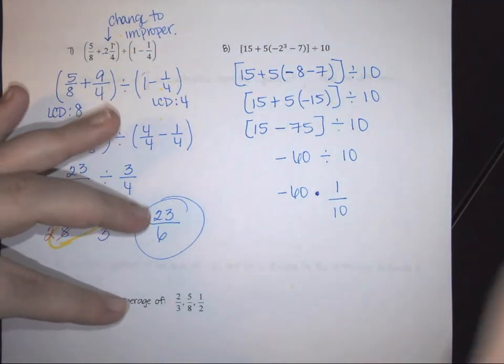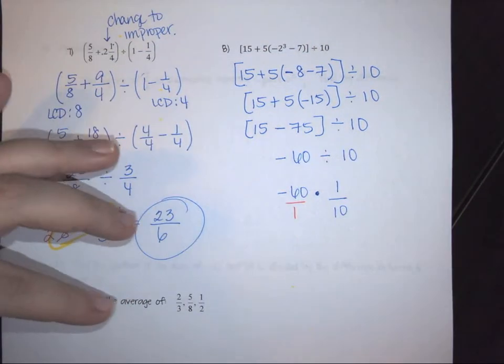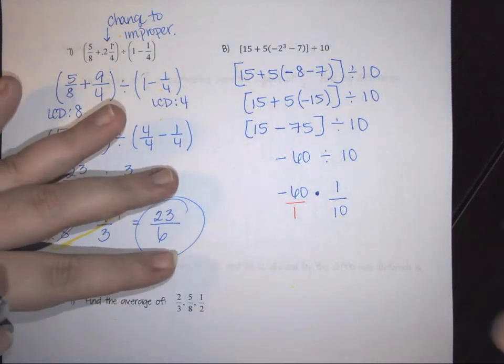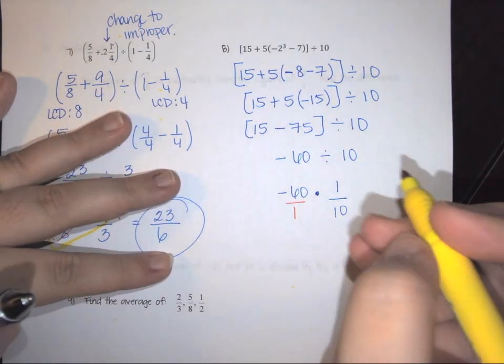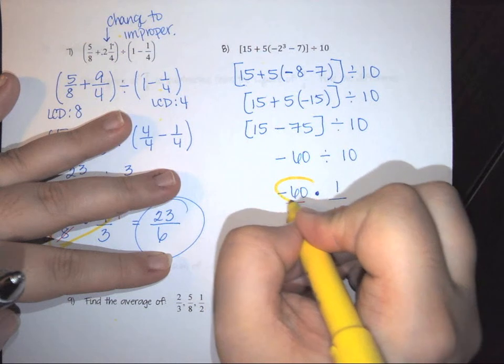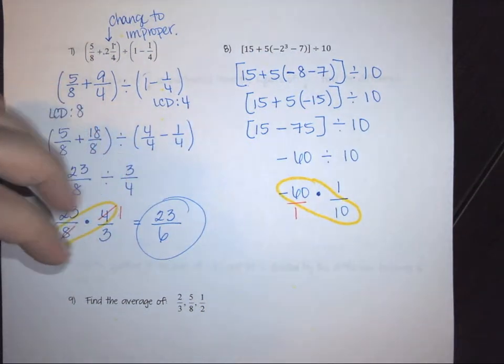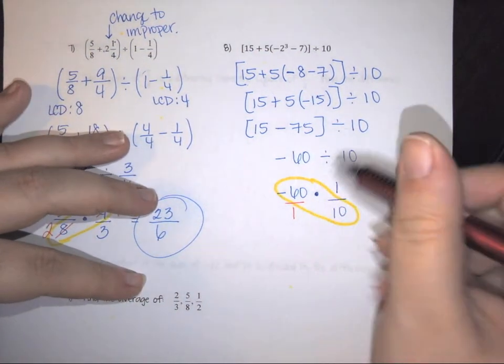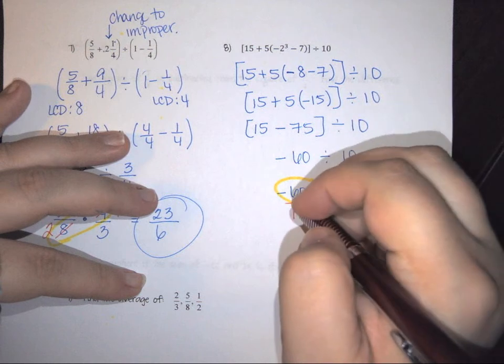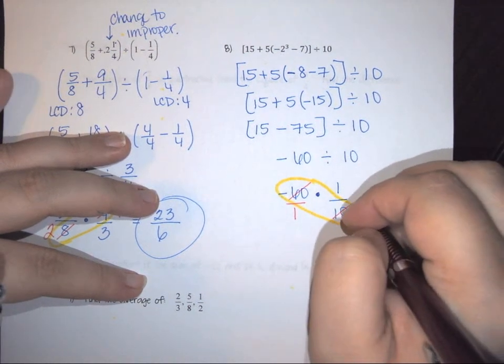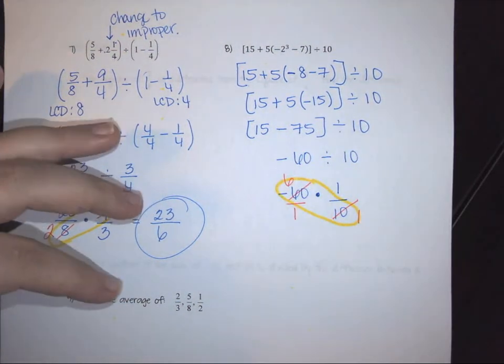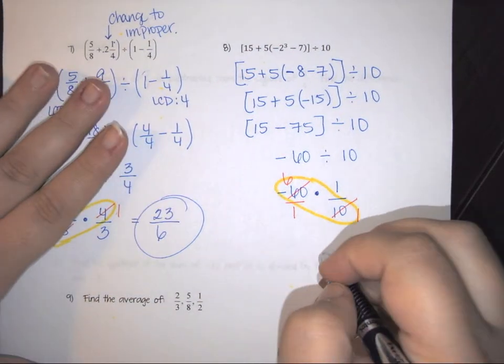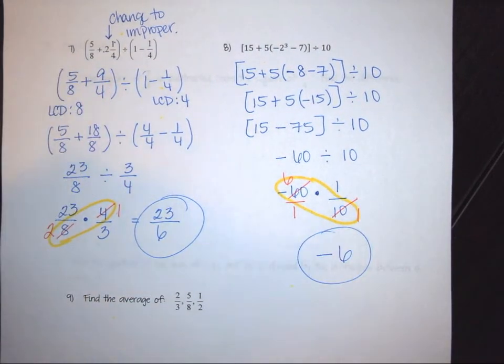One thing that we can remember is that this is the same as saying 60 over 1. Obviously the ones are going to cancel and go away. What I'm looking at here is I have 60 over 10. Both of these end in 0. So this becomes a 1 and this becomes a 6. Thus making my result negative 6.